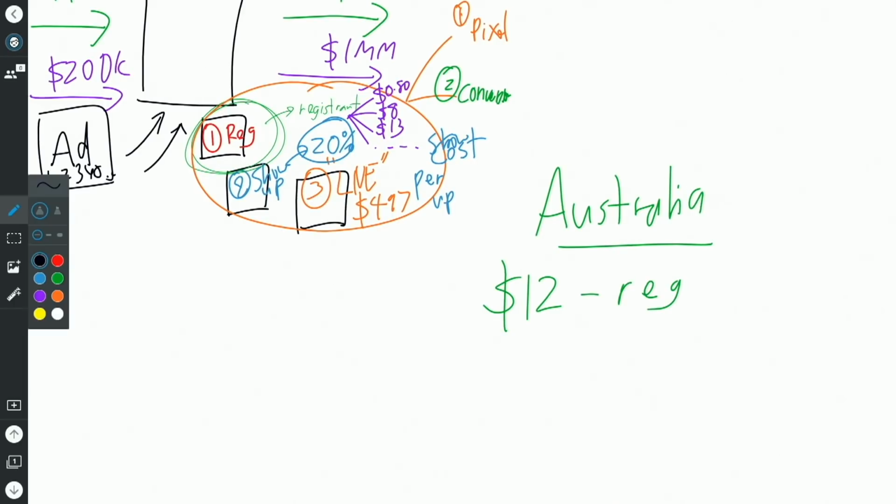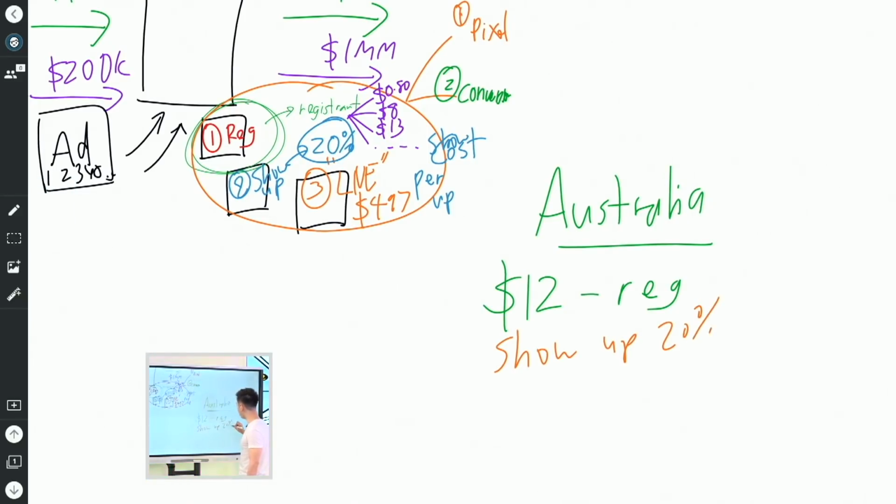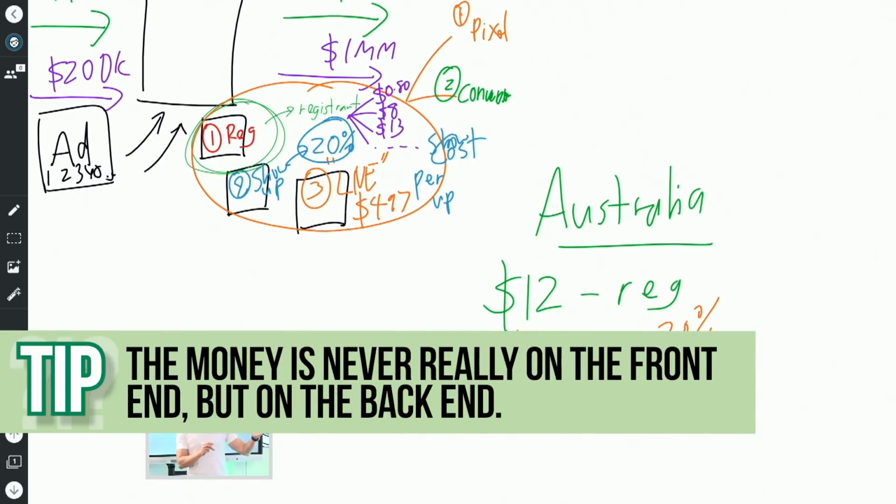I know that approximately 1 in 5 people show up because the show up rate is 20%. Therefore, cost per show up would be $60. Now that might seem like it's a lot of money for somebody to show up on a webinar, which by the way, it is. But here's the thing, if you have a sales process, you know that the money is never really on the front end, it's on the back end, right? Hold on to that thought for a second.